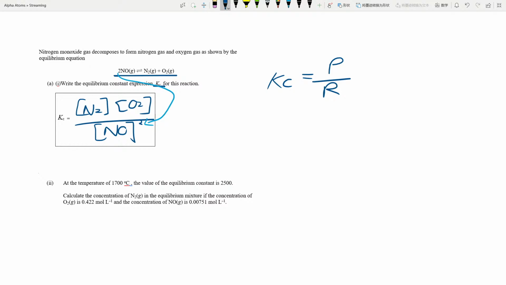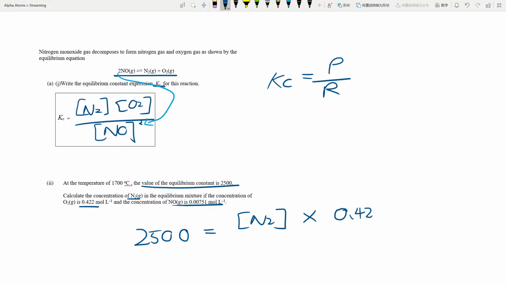Now the next part, we are going to calculate. The value of Kc is 2500. Calculate the concentration of N2 in the equilibrium mixture if the concentration of O2 is this and the other one's this. So all you need to do: Kc equals 2500. Substitute numbers in. N2, I don't know, times O2, which is 0.422, divided by 0.00751 squared, and you should get a final answer.